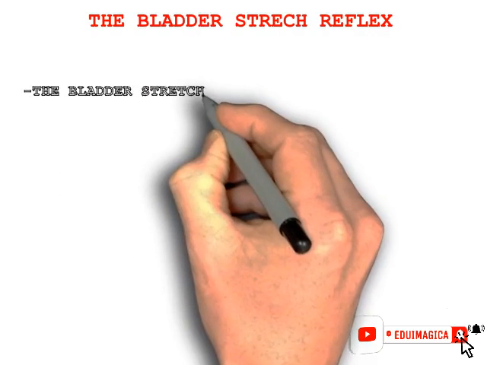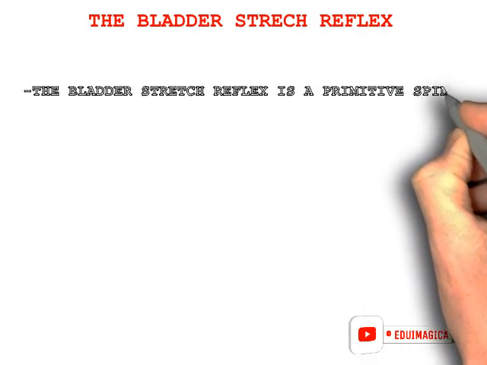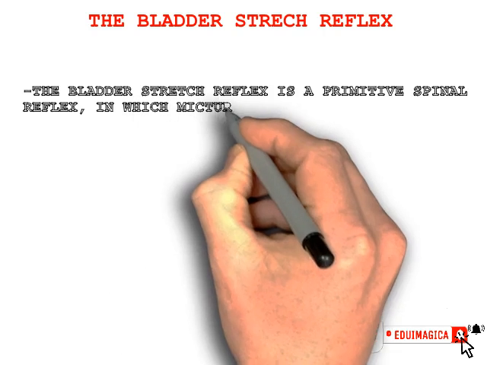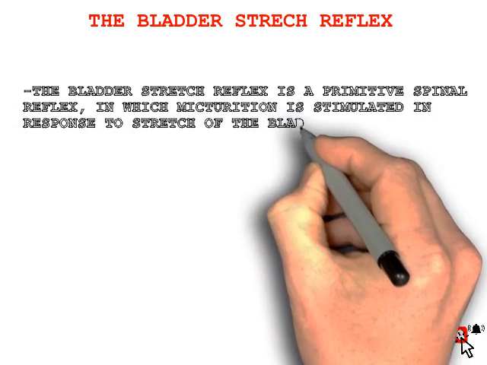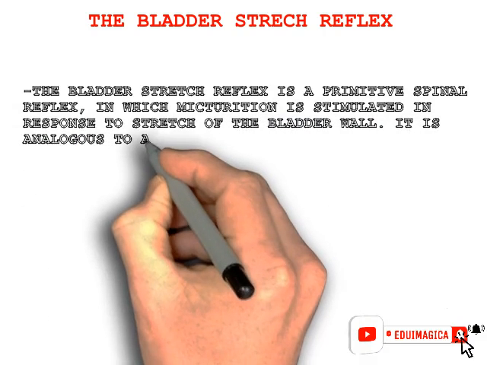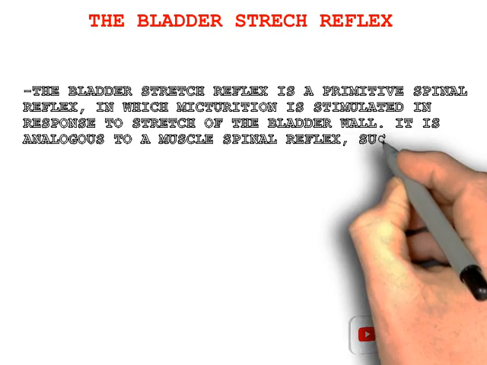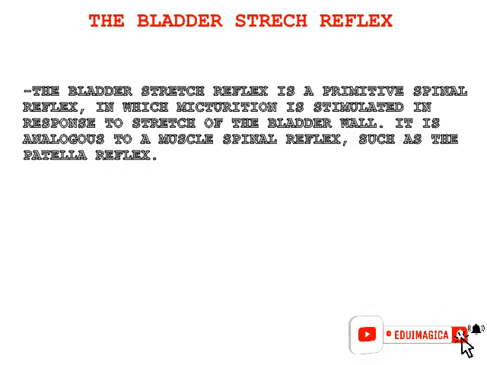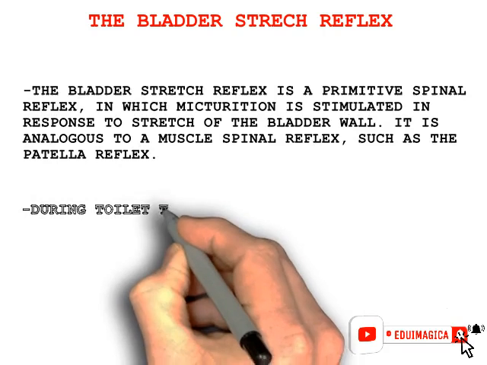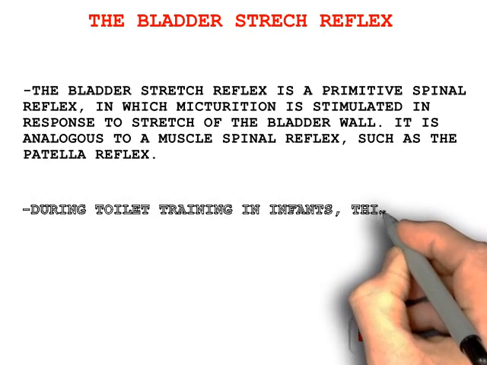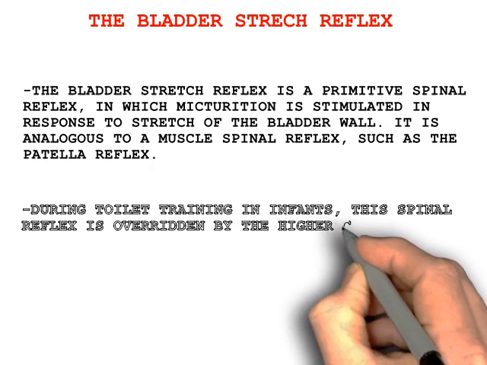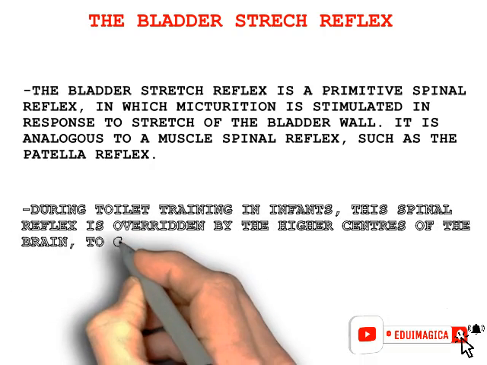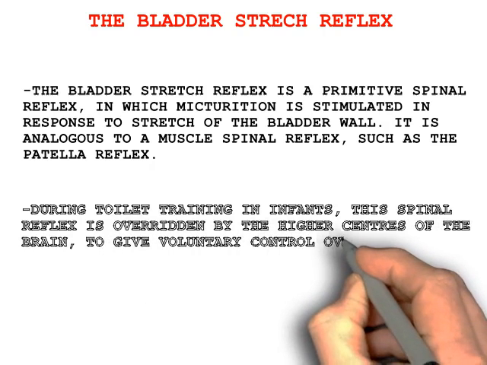Now let's talk about the bladder stretch reflex. The bladder stretch reflex is a primitive spinal reflex in which micturition is stimulated in response to stretch of the bladder wall. It is analogous to a muscle spinal reflex such as the patellar reflex. During toilet training in infants, this spinal reflex is overridden by the higher centers of nervous activity of the brain to give voluntary control over micturition.